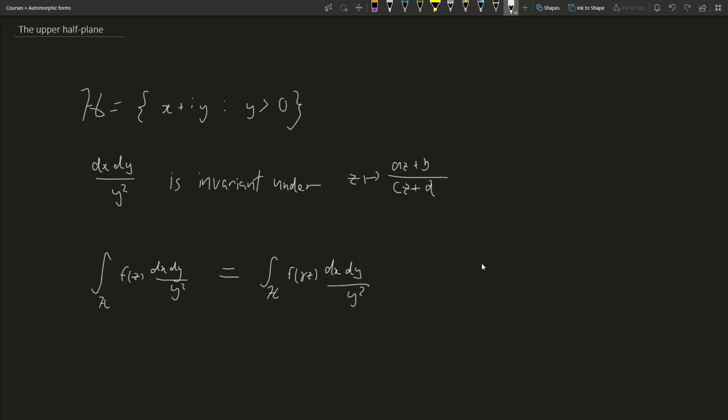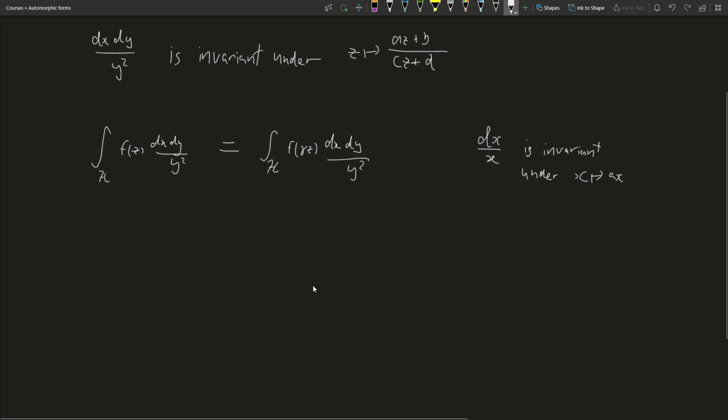In this way, it's similar to the fact that dx over x is invariant under x goes to ax, which is maybe a familiar fact when integrating over the real numbers. So this is going to be useful.